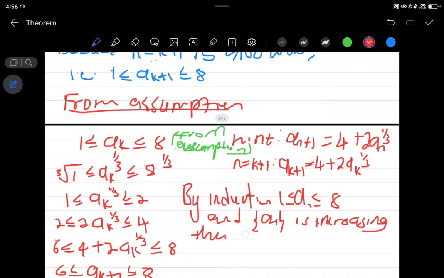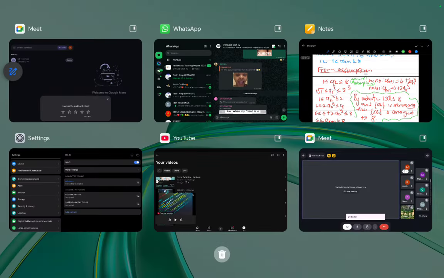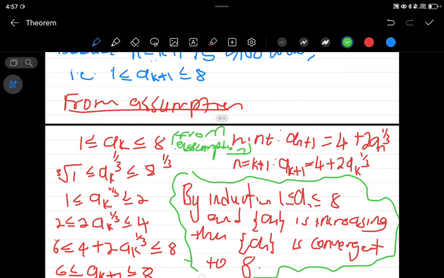Then a of n is convergent. It converges to what? To 8. So that's what we're interested in. Say if it was decreasing, it would converge to 1. So since it's increasing, it converges to 8. It increases, but there's a certain point where it doesn't pass, which is 8. We agree, right?